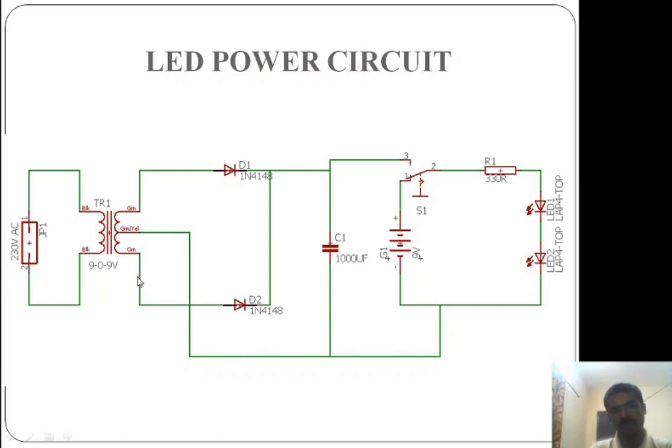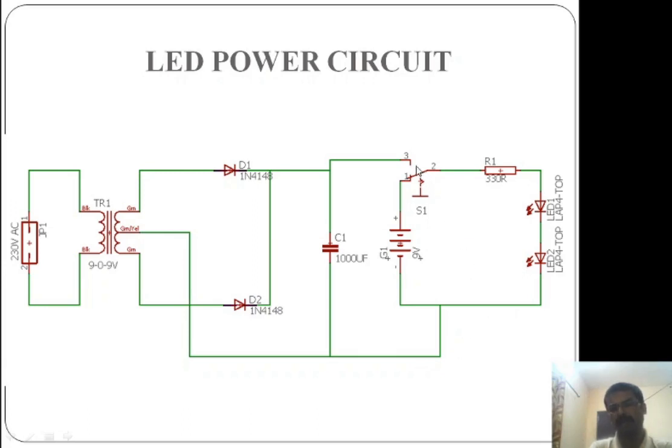This transformer steps down to 9-0-9 volt, so 9 volt, 0 and 9 volt will be received on the secondary side. A full wave rectifier and a capacitor filter are used, so that you will get a 9 volt DC in this line. Next, this 9 volt DC, with the help of this switch, if it is connected to number 3, then this circuit will power the LEDs and power up the LED.